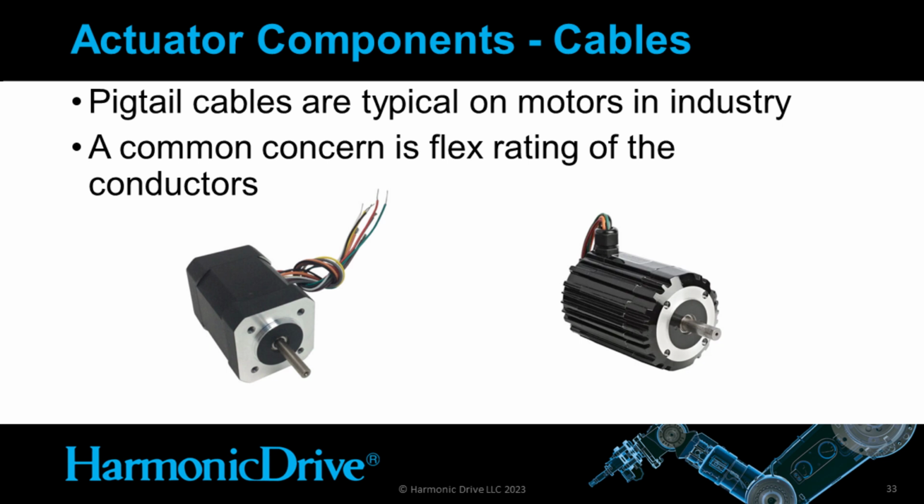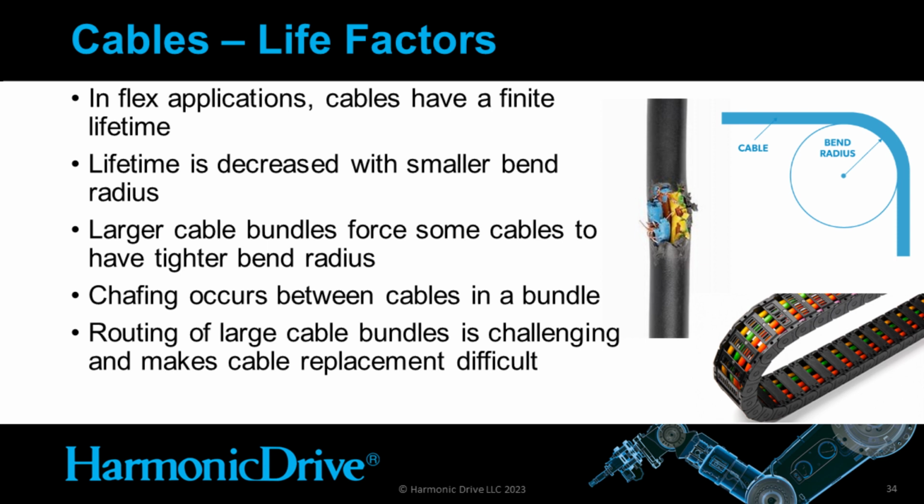When it comes to cabling on actuators, pigtail cables are typical on motors, and a common concern is the flex rating of the conductors. In flexed applications, cables have a finite lifetime. The lifetime is decreased with a smaller bend radius. When you have larger cable bundles, this forces some of the cables to have a tighter bend radius if they're on the inside of the bundle. And because there's a mismatch between the inside radius and the outside radius, there is an amount of chafing that occurs between the cables in a bundle. So, with this being known, routing of large cable bundles can be challenging and makes cable replacement difficult.